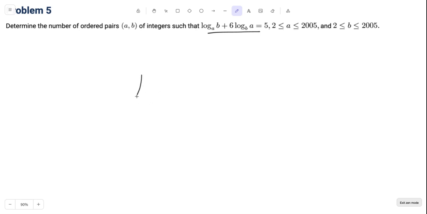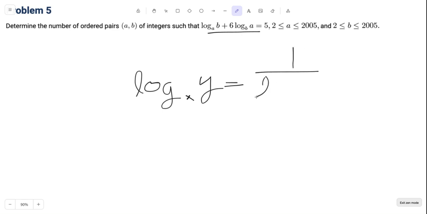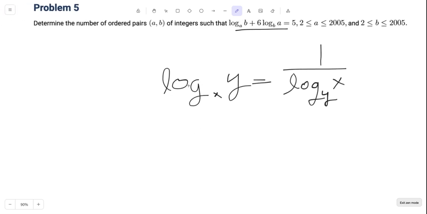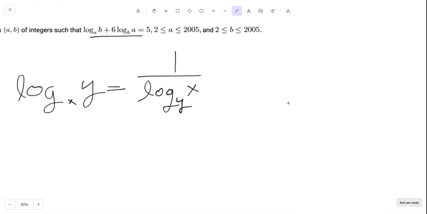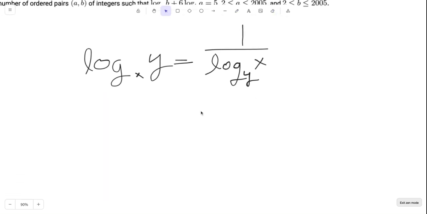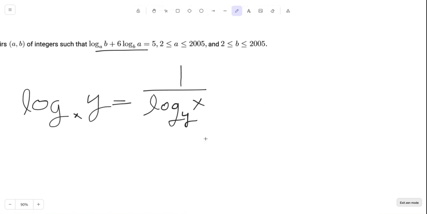And also, you should immediately recognize this identity. So log base x of y is equal to log base y of x. This is a simple logarithm identity. And you can also get this by using base change and then taking the reciprocal and then converting it back. Okay. So we're going to be using this immediately.